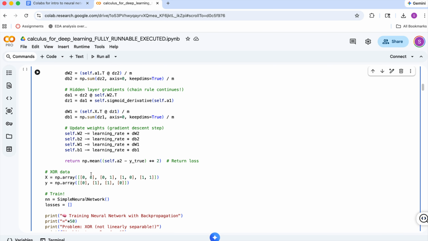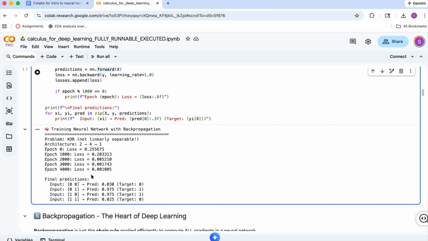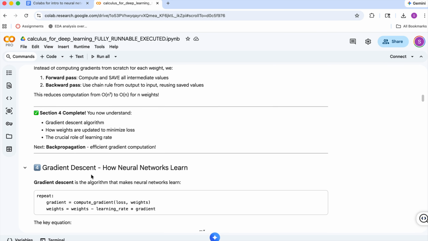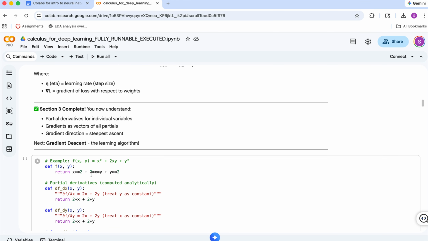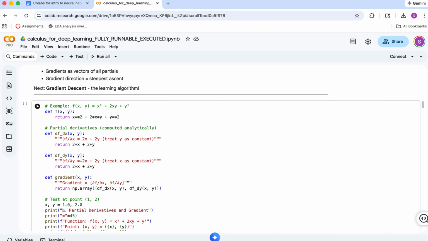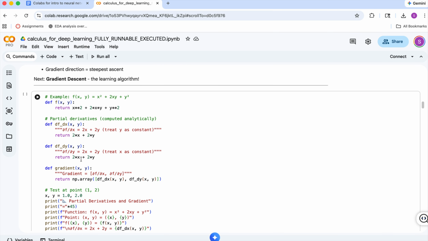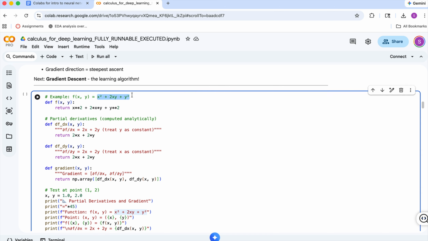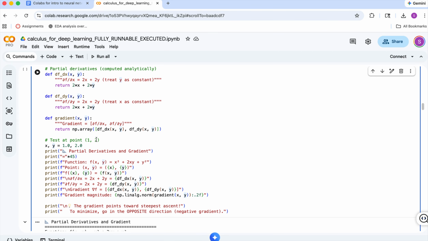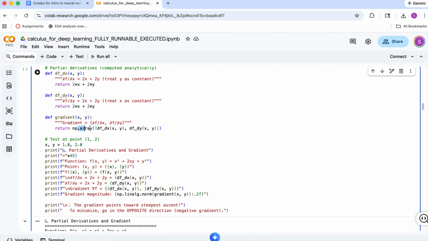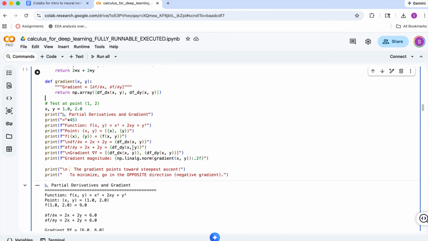The next cell defines a function f of x, y is equal to x squared plus 2xy, the formula that we see here, and computes its partial derivatives analytically. Together they form the gradient vector, which points in the direction of the steepest increase.